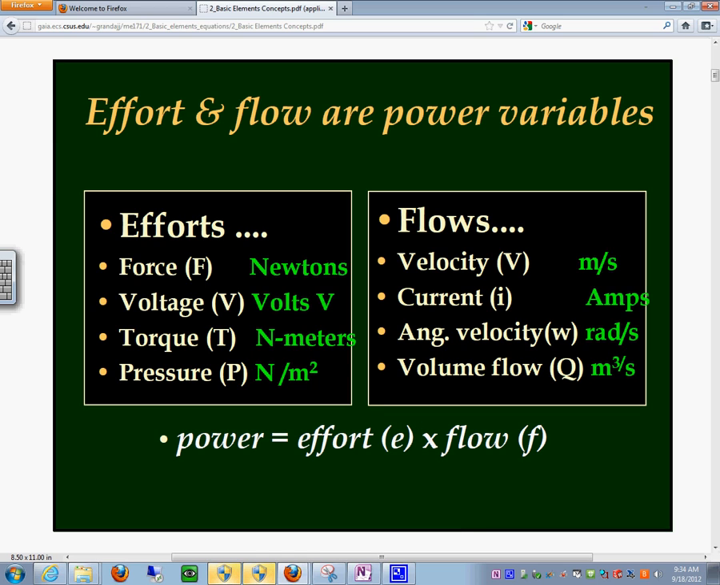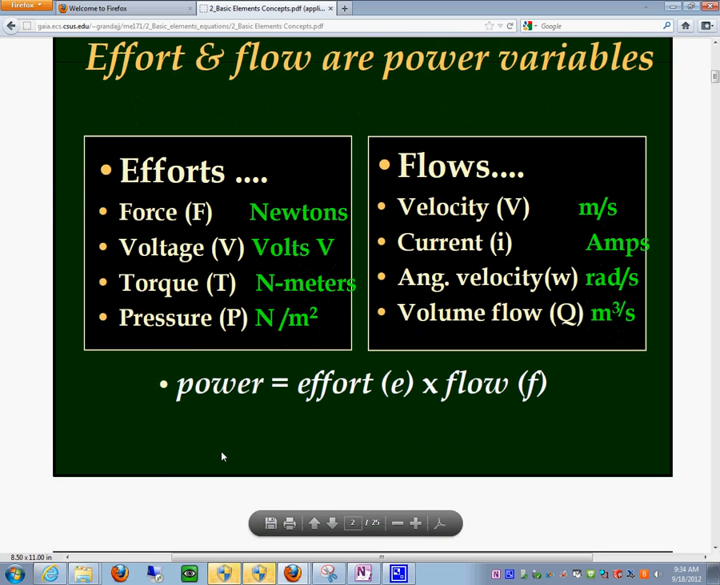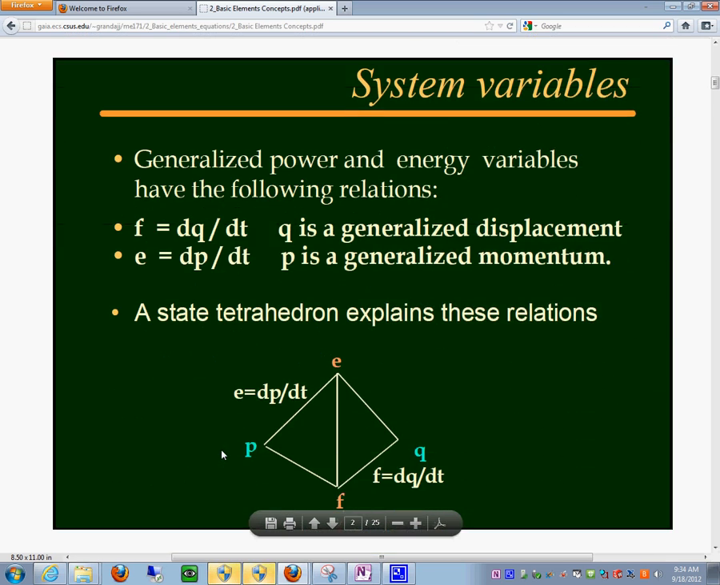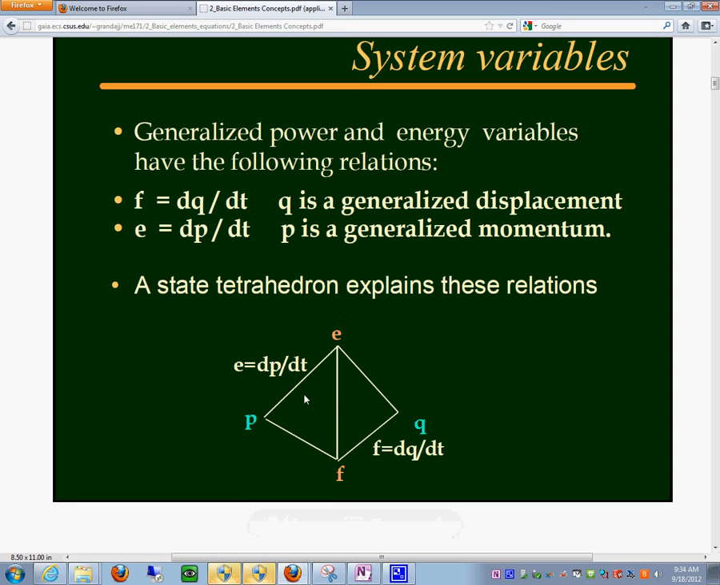So what we're doing basically is reducing the notation to the effort variables and the flow variables. So E and F give P for power. Now the relationship between these variables E and F and another set of two additional variables, which we're going to call P and Q, goes through the derivation of those variables.